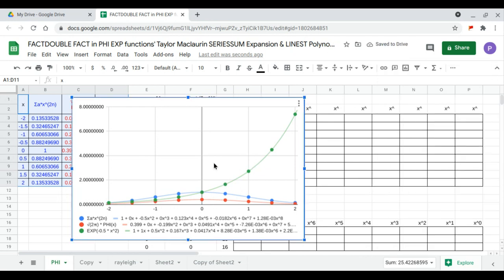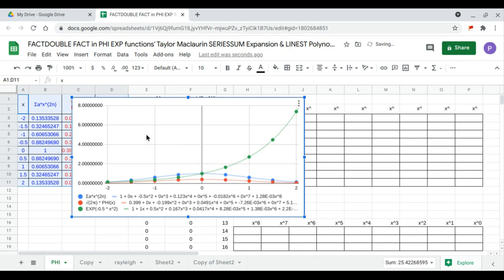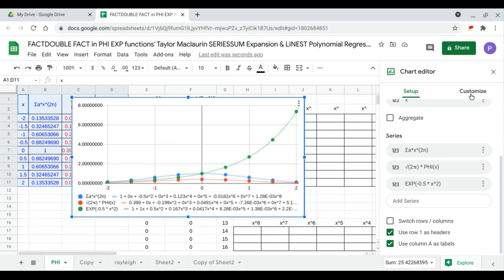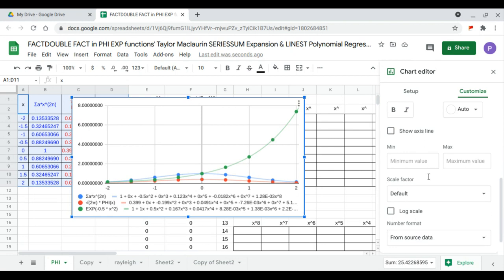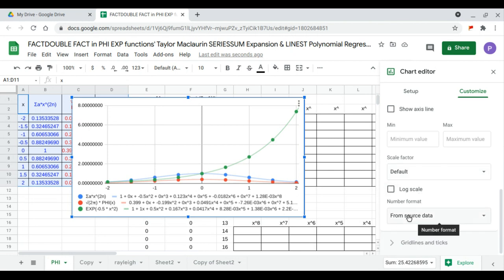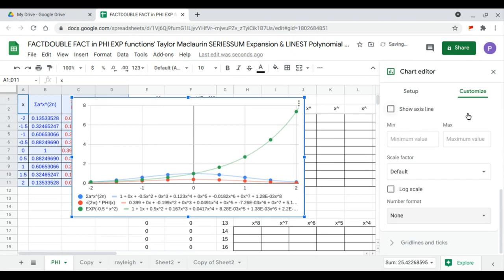So here we have the trend line and the polynomials. We'll also clean this. So we go to the vertical axis, and the number format on the vertical axis will be none. That's better.